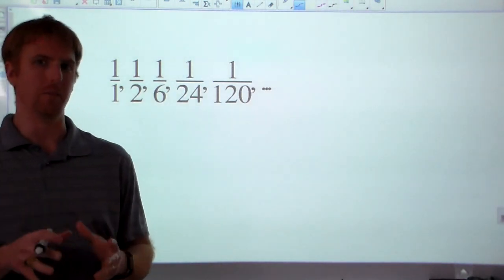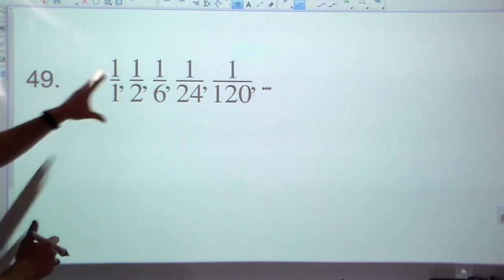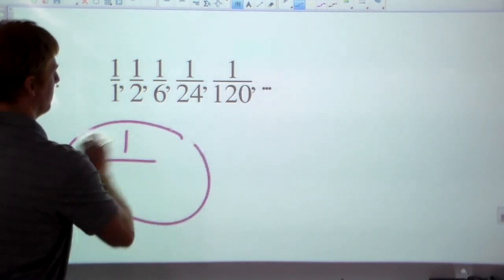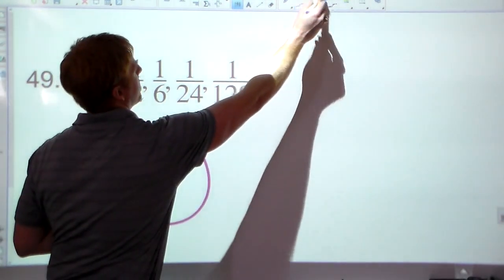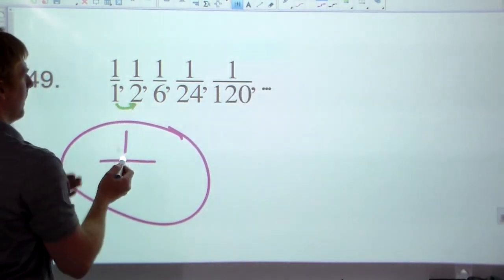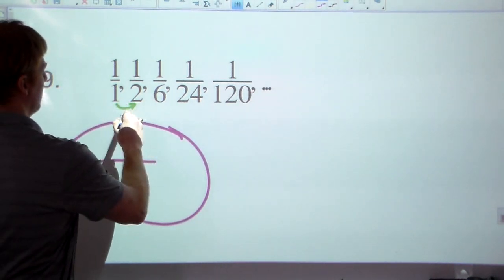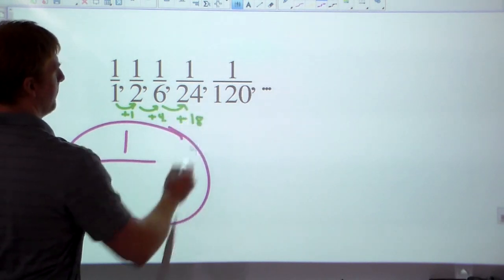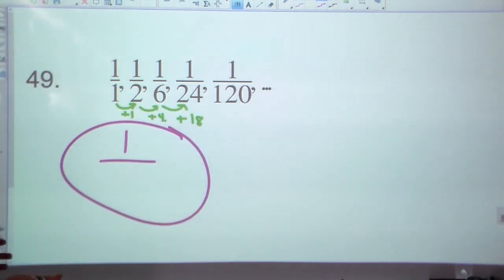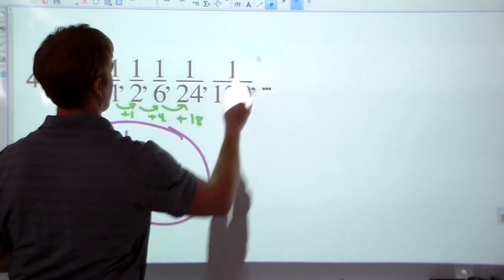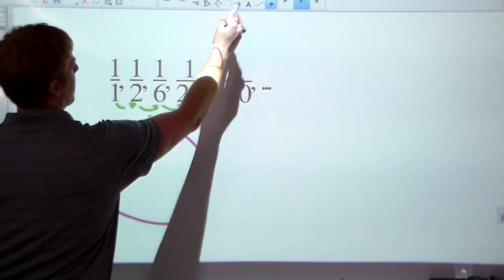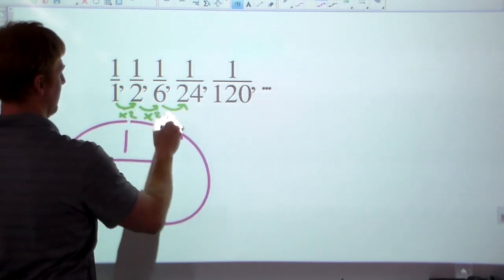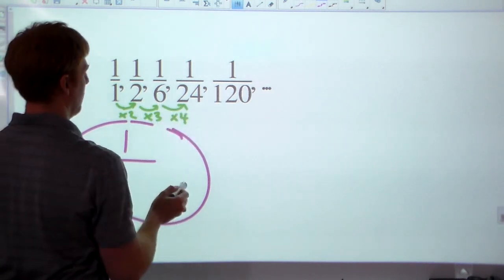49 is another really common pattern that you're going to see. The top is pretty easy. It's always 1. So my final answer is 1 over something. Now on the bottom, let's check out what's happening each time. So I'm adding 1, and then I'm adding 4, and then I'm adding 18. I'm not really seeing a definite pattern there, and I'm not going to say there's not a pattern. I'm sure that you could come up with something. But let's try multiplication. So 1 times 2 is 2, 2 times 3 is 6, 6 times 4 is 24.